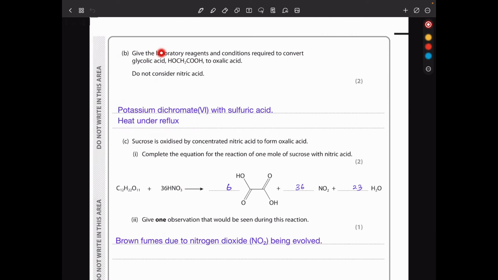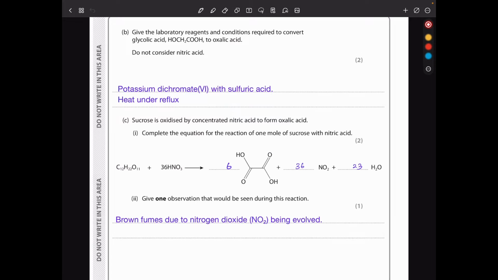Then part B says give the laboratory reagent and conditions required to convert glycolic acid, which is that, to oxalic acid. Do not consider nitric acid. Oxalic acid has 2 carboxylic acids, so to convert this to carboxylic acid, we will oxidize using potassium dichromate(VI) with sulfuric acid and heat under reflux.